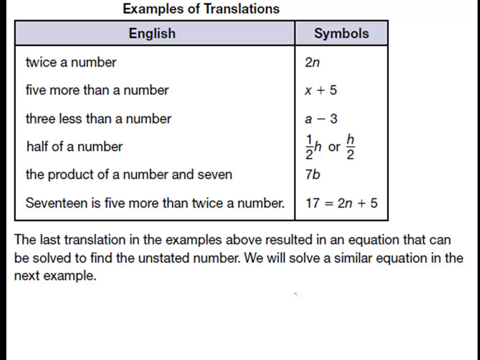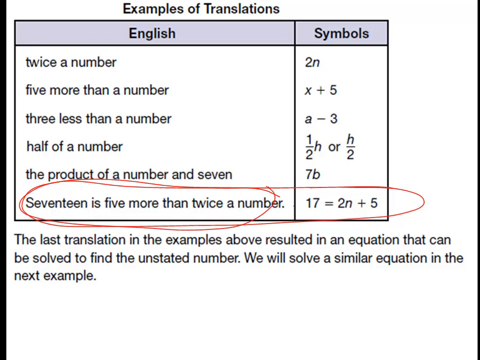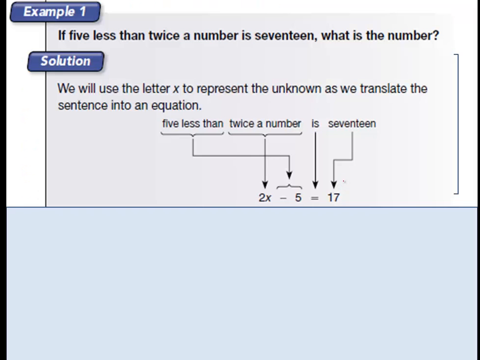And 17 is 5 more than twice a number. So 17, we know that what that is equals. 5 more is plus 5, and twice a number is 2n, so 2n plus 5 equals 17. And this very last one here, this is the kind of stuff you're going to be doing. You're going to have to take this right here, turn it into this, and then solve. So let's look at one on this next slide.